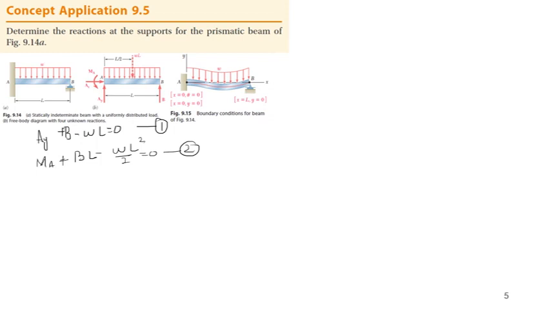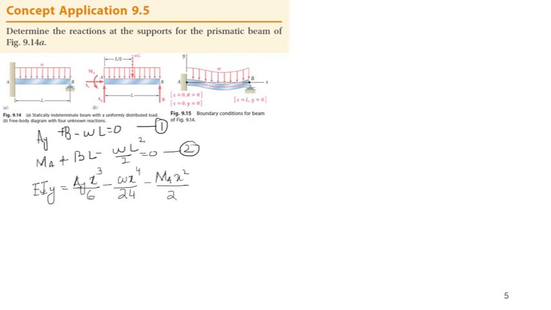So theta we don't need, but the equation of elastic curve for this problem was EIy equals Ay x cubed by 6 minus w x to the power 4 by 24, and we have minus MA x squared by 2.